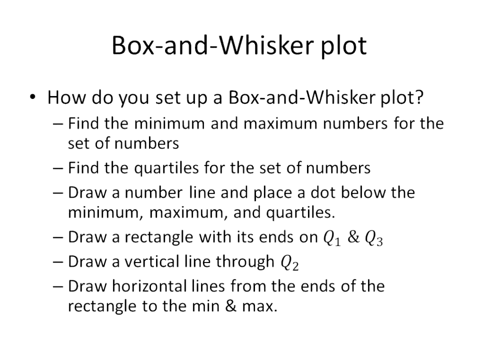Then you need to find the quartiles for the sets of numbers. So we have already done that. Then we need to draw a number line and place a dot below the minimum, maximum, and quartiles. Once we've done that, we're going to draw a rectangle that contains the quartile numbers, and then draw a vertical line through the rectangle where Q2 is. And we're going to then draw horizontal lines from the ends of the rectangle to the minimum and maximum numbers. So let's look at how that's going to be done.